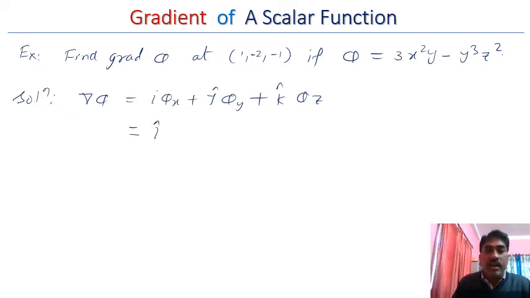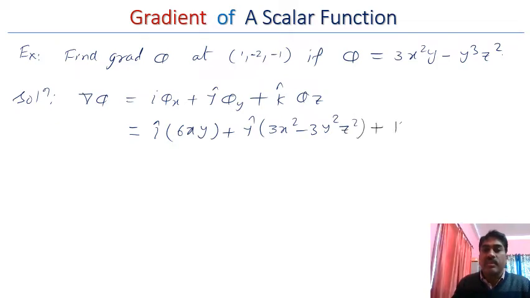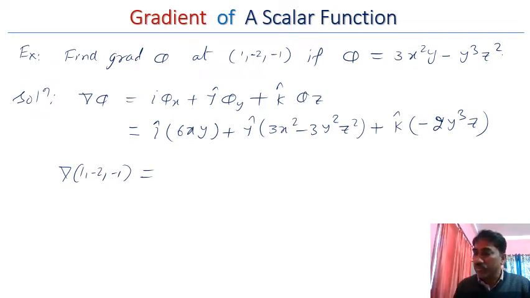So we get i times the partial derivative of phi with respect to x, this is 6xy, plus j times phi y, which will become 3x square minus 3y square z square, plus k times phi z. Phi z is just minus 2y cube z. So this is the del phi, and the question requires you to find the value of del phi at 1, minus 2, minus 1. So put the values x is equal to 1, y is equal to minus 2, and z is equal to minus 1 in this grad phi that we have calculated, and you will get minus 12i minus 9j minus 16k.